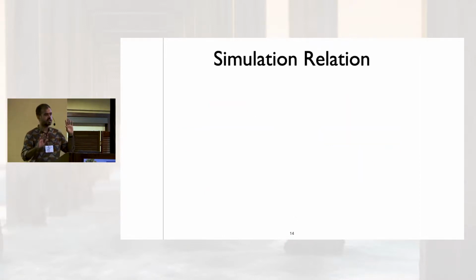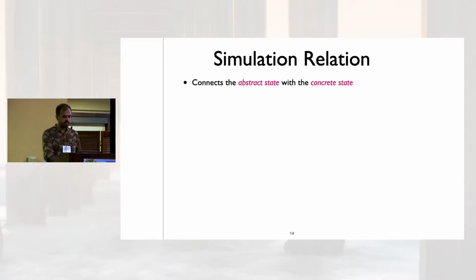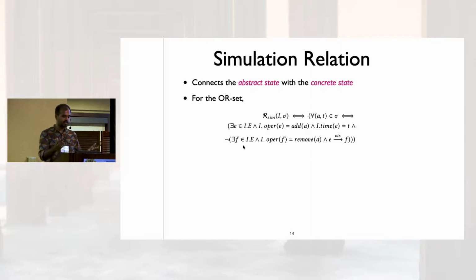So we have this specification and the implementation. Now we need to connect them. So we need a simulation relation. For the OR set, the simulation relation is fairly simple. It says that if you happen to have the pair A, T in the concrete state, then it must be the case that there is an event E, which happens to be an operation add A at the timestamp T, right? And there does not exist another event F, which is a remove, which happens to witness the add. If you squint at it, this is the same specification as what we had for the read.